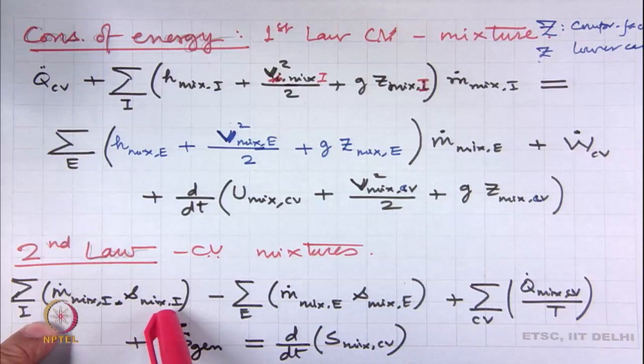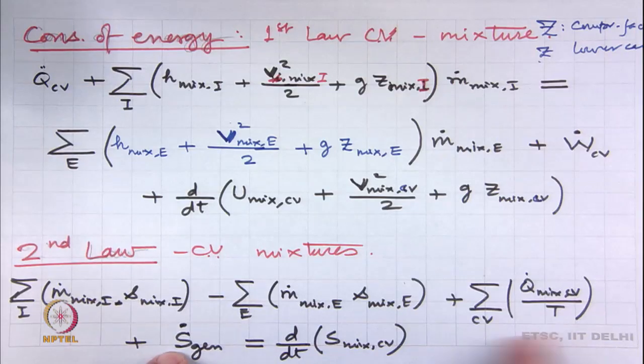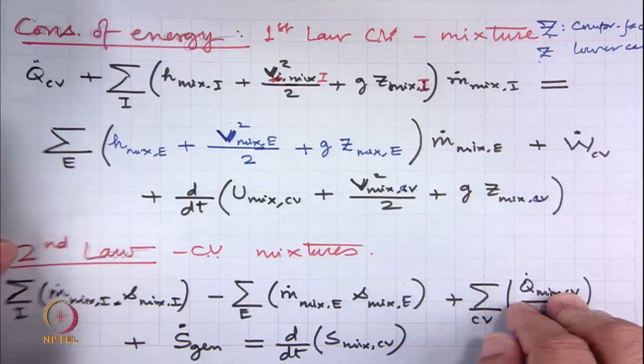So, this is the entropy inflow rate for the mixture. So, this is mass flow rate of mixture multiplied by its specific entropy, inflow rates, outflow rates, plus heat transfer through the control volume divided by the temperature plus rate of generation of entropy is equal to rate of storage or change of entropy in the control volume. So, it is exactly the same equation that we had for a single phase thing.